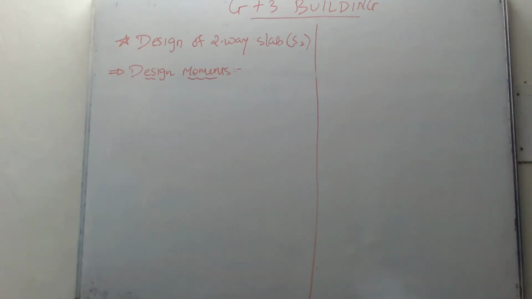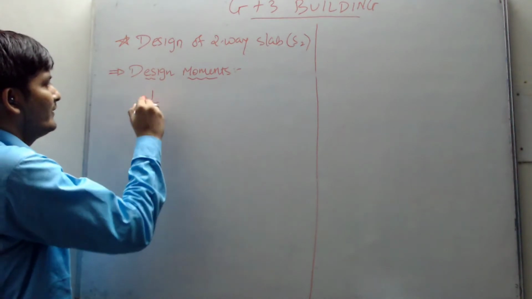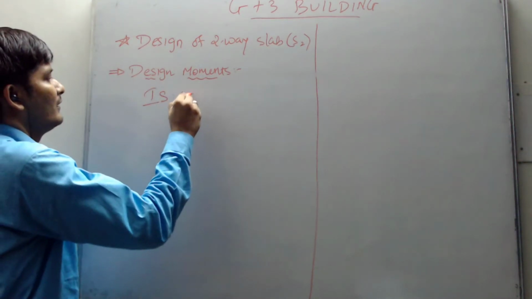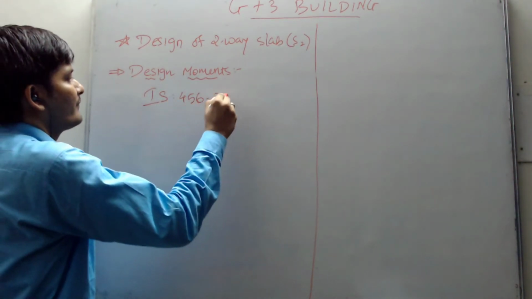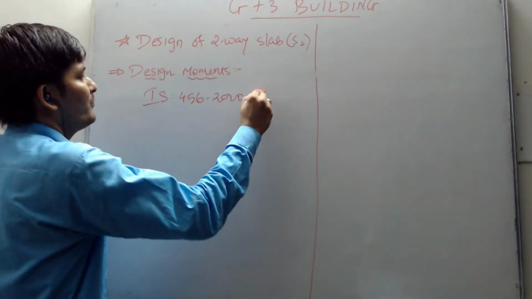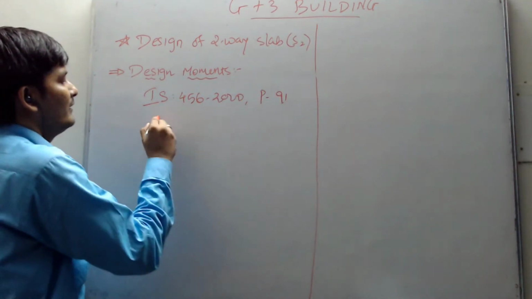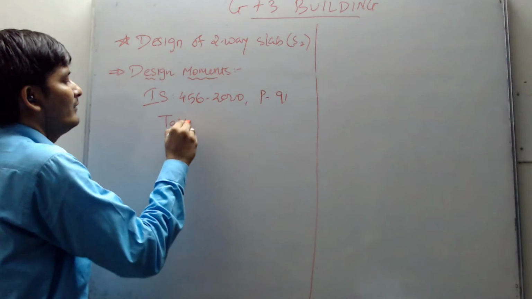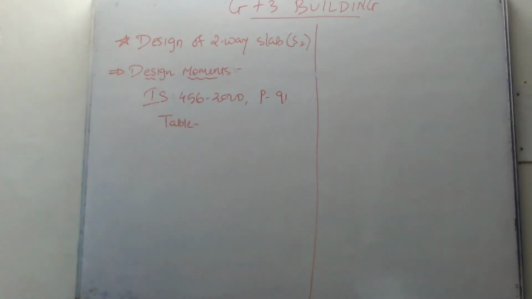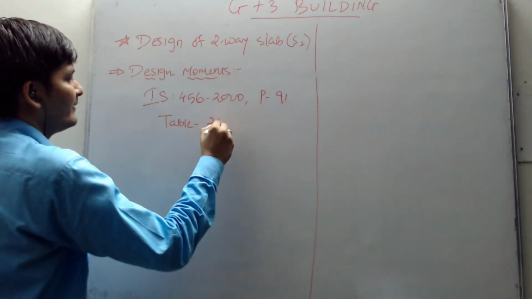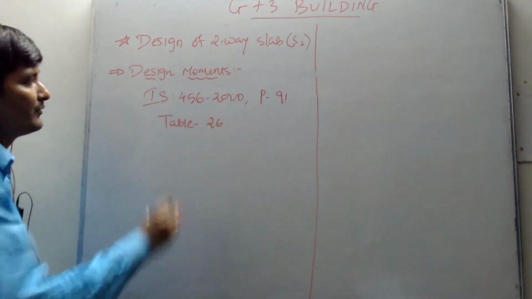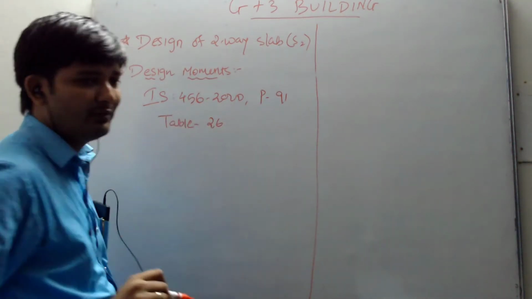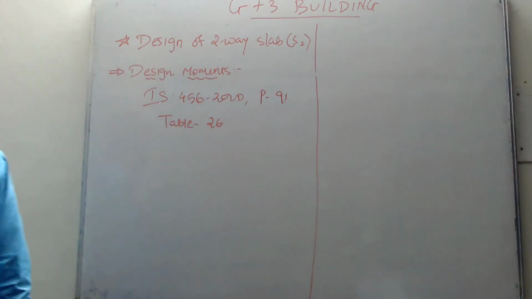To calculate design moments we need to refer to IS 456-2000, and we need to go to page number 91 and refer to a table on this page. The table number is 26. So what is given in this table? From this table we need to find out the bending moment coefficient, right? This table is given for bending moment coefficient.